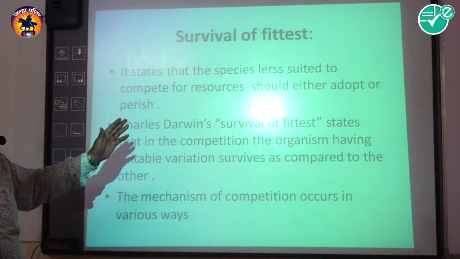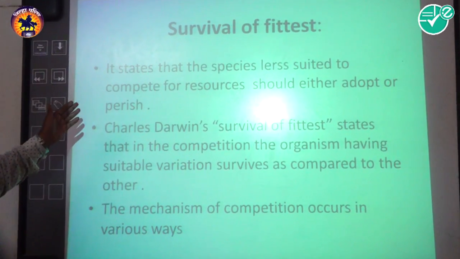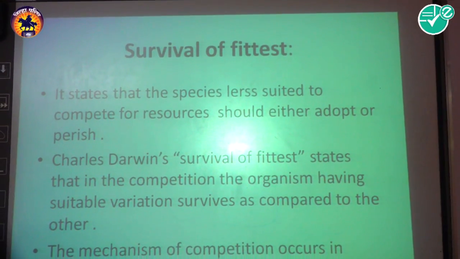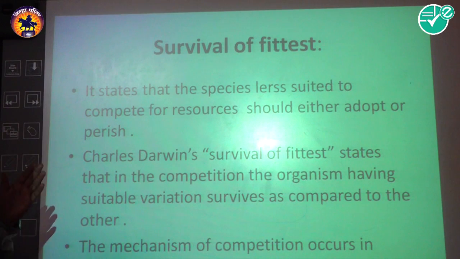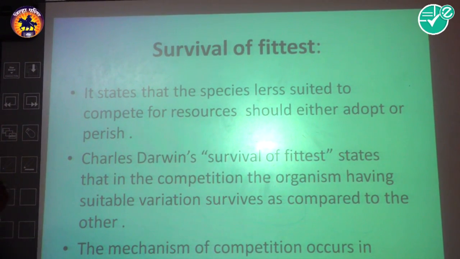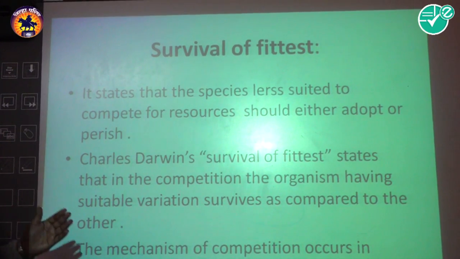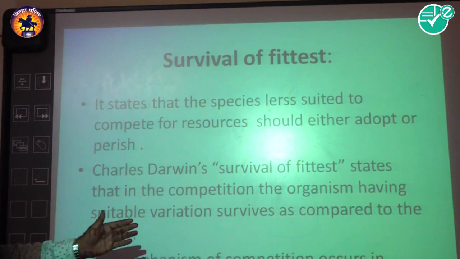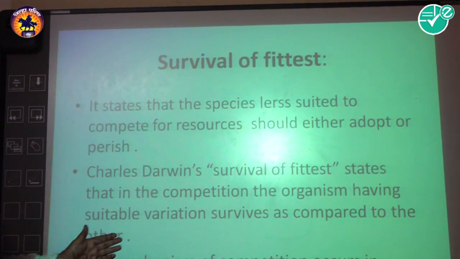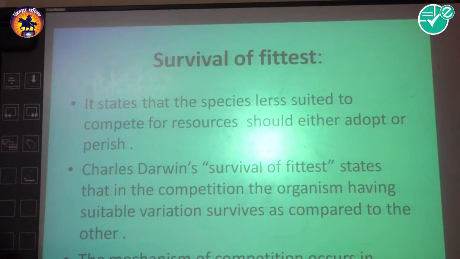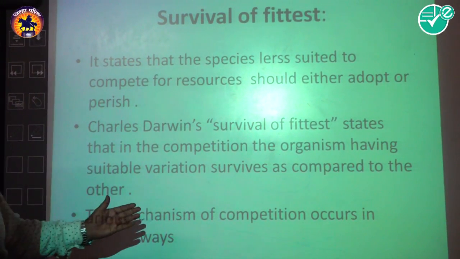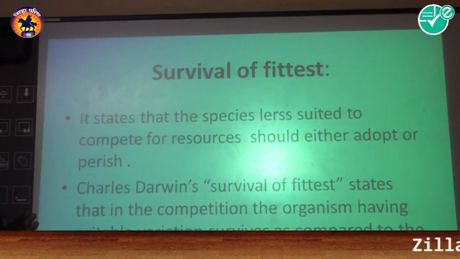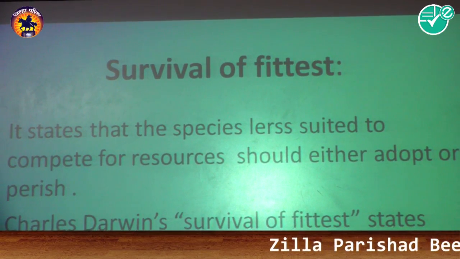Then survival of the fittest. It states that the species less suited to compete for resources should either adapt or perish. Charles Darwin's survival of the fittest states that in competition, the organism having the suitable variation survives as compared to the others. The mechanisms of competition occur in various ways.